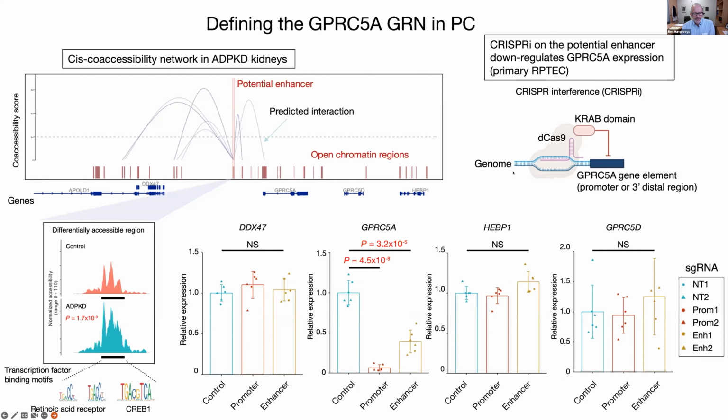So just to illustrate finally the kinds of things you can do with these multi-omic data sets, we can generate these cis coaccessibility networks, which is a way of predicting cis regulatory element regulation of gene expression. And so here we've got our friend GPRC5A. Here's the transcriptional start site. And this cis coaccessibility network basically is asking, well, when this piece of the genome is open or accessible, what other parts of the genome are also open? So it's a statistical calculation.